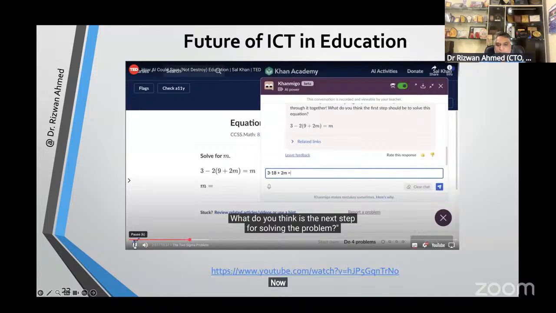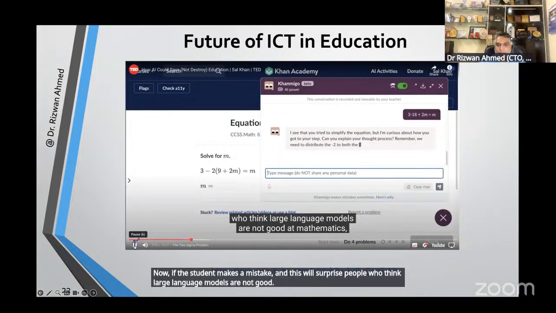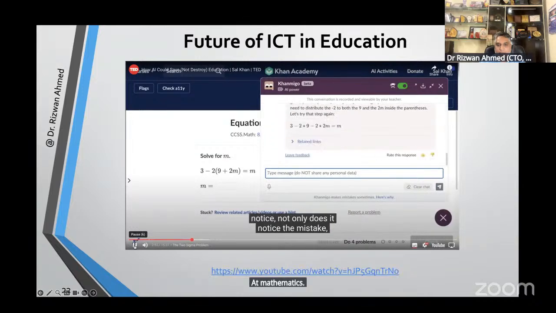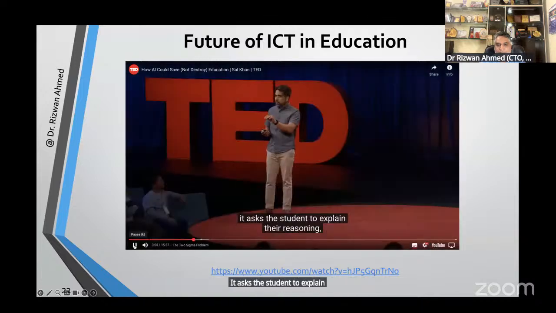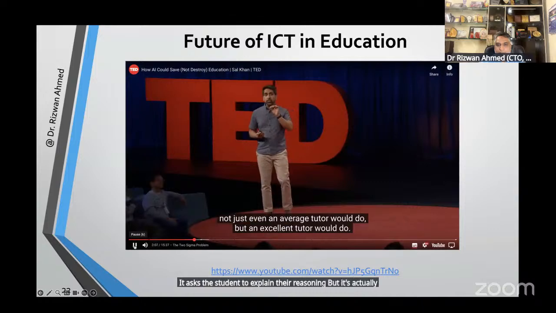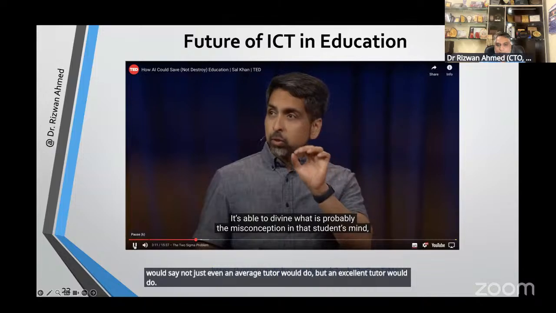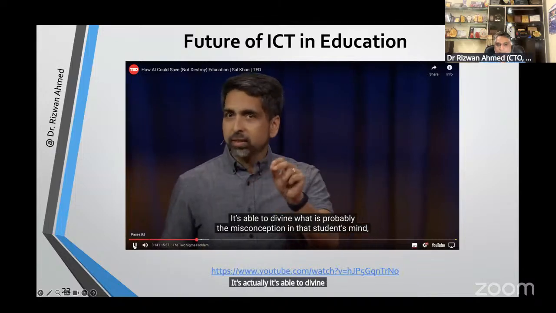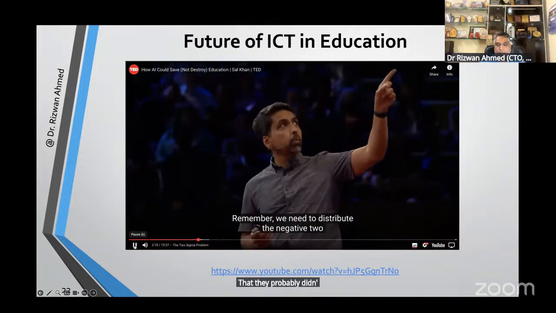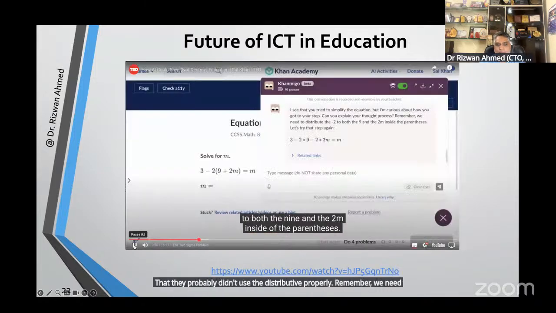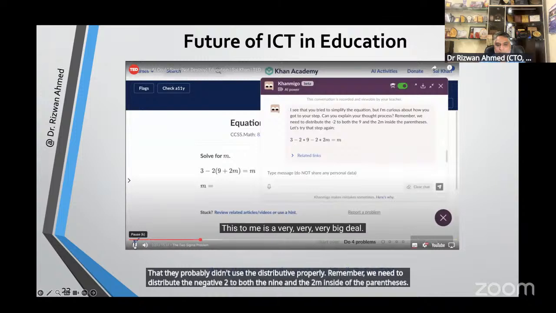Now, if the student makes a mistake, and this will surprise people who think large language models are not good at mathematics, notice not only does it notice the mistake, it asks the student to explain their reasoning, but it's actually doing what I would say not just even an average tutor would do, but an excellent tutor would do. It's able to divine what is probably the misconception in that student's mind, that they probably didn't use the distributive property. Remember, we need to distribute the -2 to both the 9 and the 2m inside of the parentheses. This to me is a very, very, very big deal.